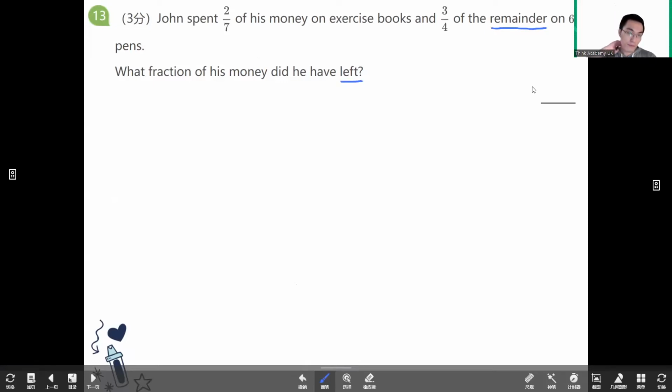Okay. So, first of all, because he spent 2/7 of his money, then what's left after buying the exercise books will be 1 minus 2/7. This is what is spent. So what's left is 5/7. Actually, we should also include a step: 5/7 multiplied by the original whole, which is 1, gives us 5/7. So this is 5/7 of his money left, which is the remainder.